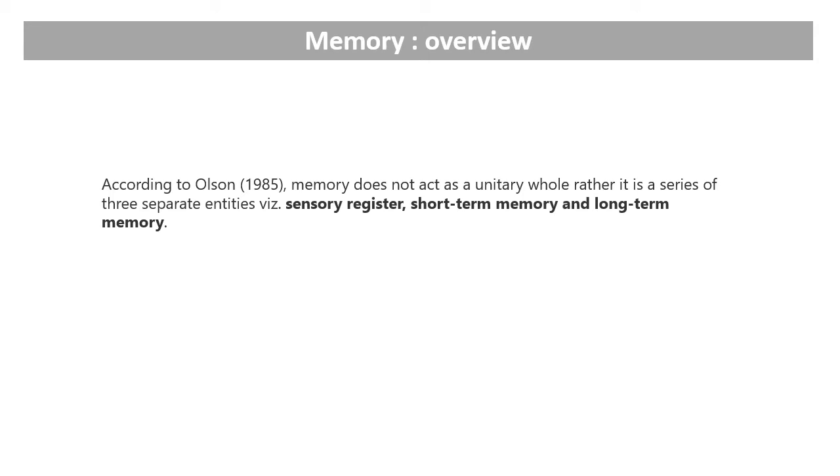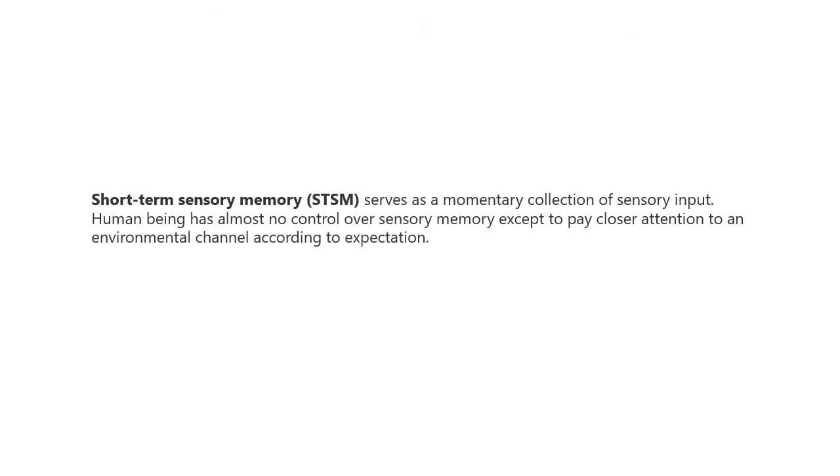According to Olson, who proposed in 1985 that memory does not act as a unitary whole, it comprises three entities: number one, the sensory register; number two, the short-term memory; and number three, the long-term memory, right? So three separate entities of memory: sensory register, short-term memory, and long-term memory.